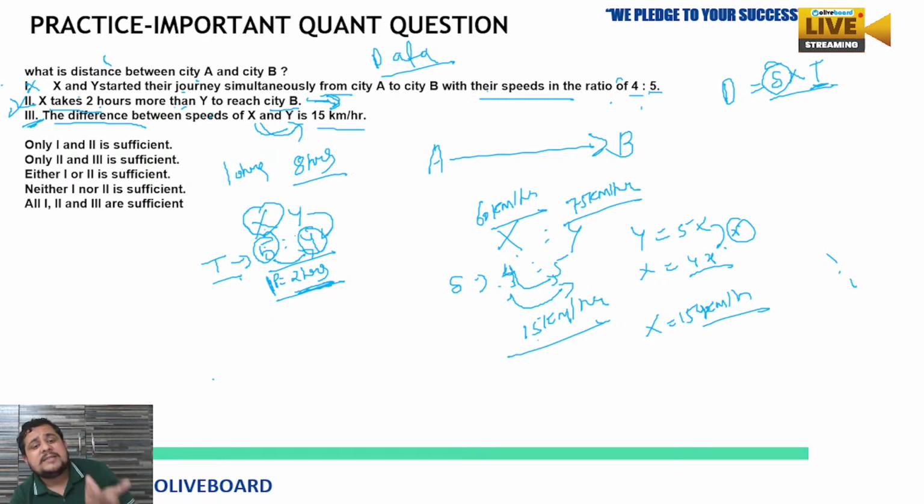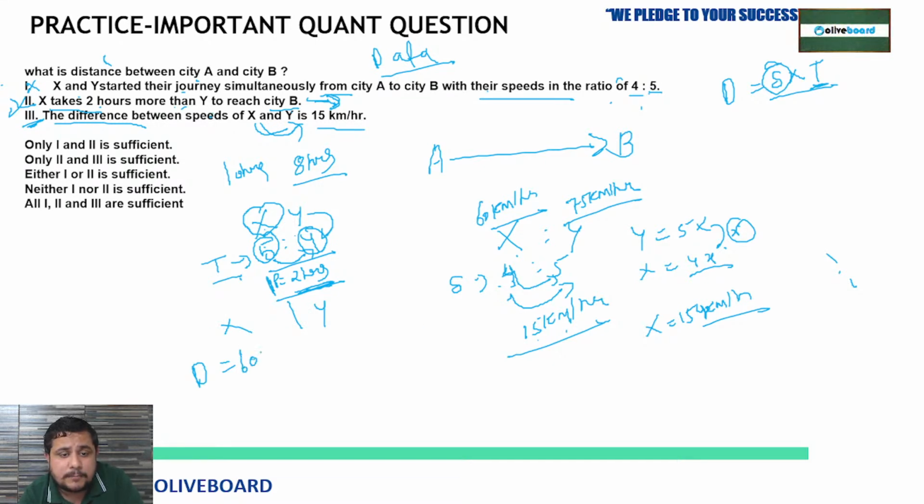So now we can easily calculate the distance by considering the speed and time of either X or Y. So the speed of X is how much? 60 kilometers per hour, multiplied by the time taken by him, which is 5. So the distance would be what? 300. By this you can calculate that it is 300 kilometers.